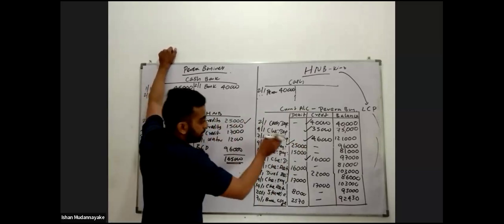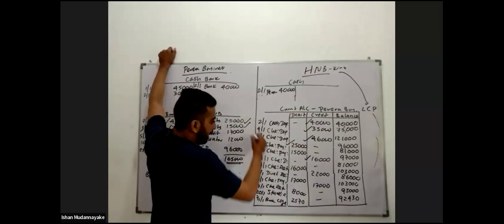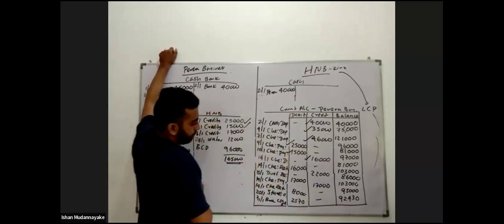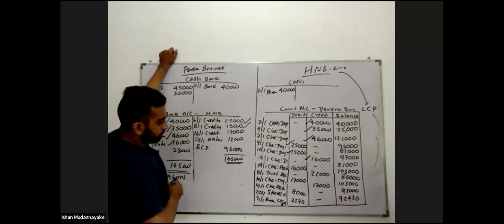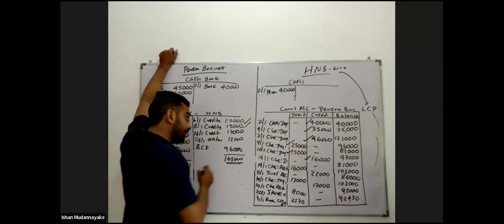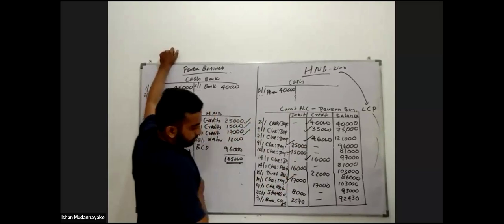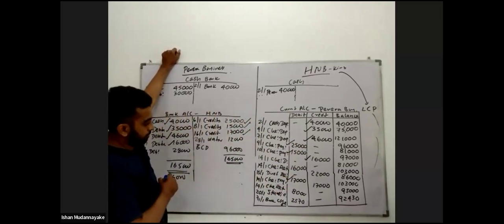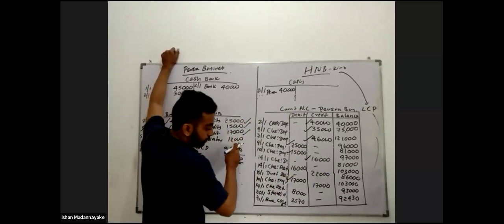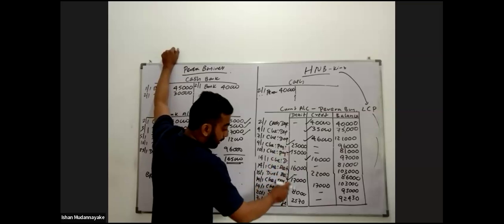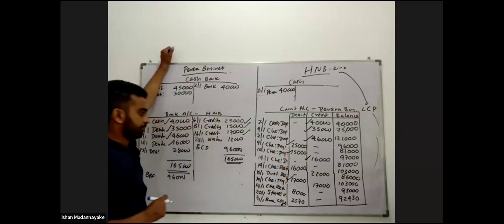You have credited, bank has debited 50,000. That one also. You have credited 17,000. The bank has debited 70,000. That one also. You have credited 12,000, but still the bank has not debited.